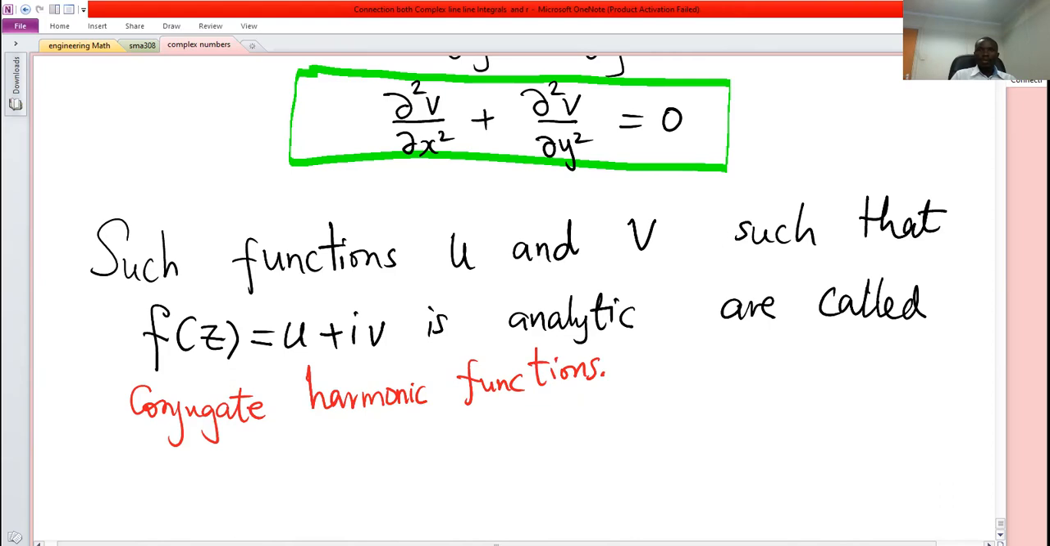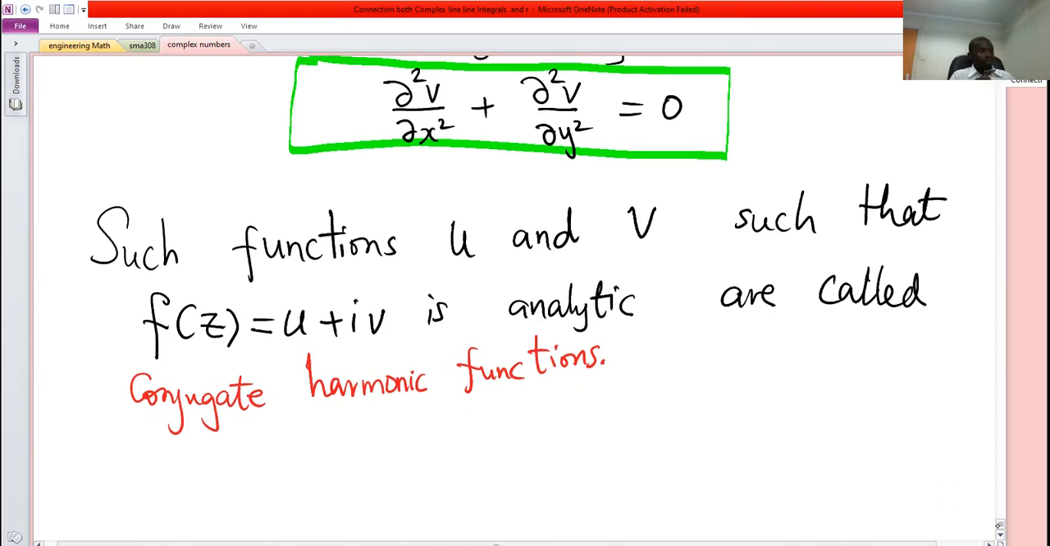The next session will be proving that some functions are harmonic, and thereafter we'll see how we can get v when you are given u, or how we can get conjugate harmonic functions.